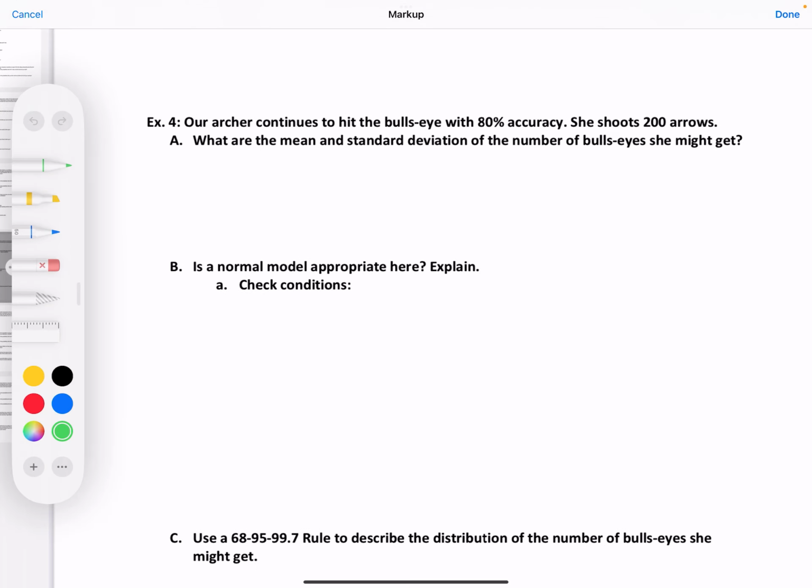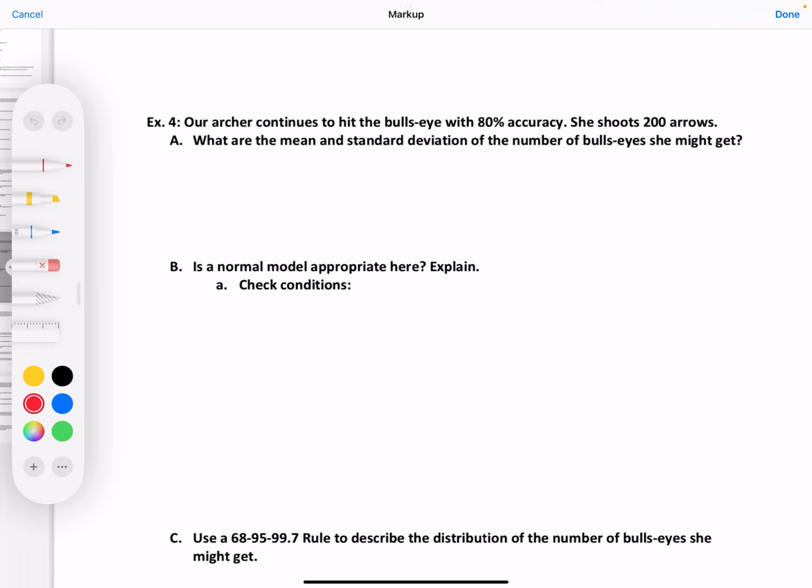Yeah, okay. All right, so back to the Archer problem, kind of picking it up. Our Archer continues to hit the bullseye with 80% accuracy. She shoots 200 arrows. So that's the change now: instead of 6, it's now 200. What are the mean and standard deviation of the number of bullseyes she might get?